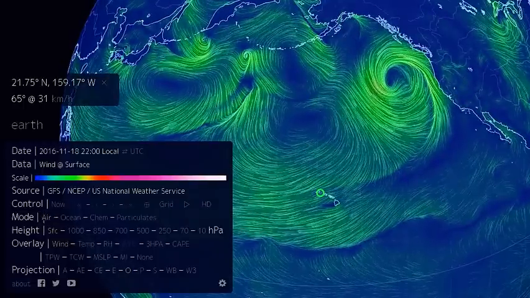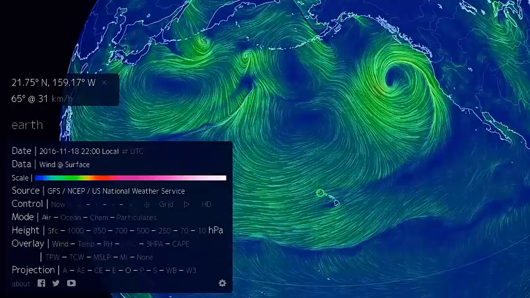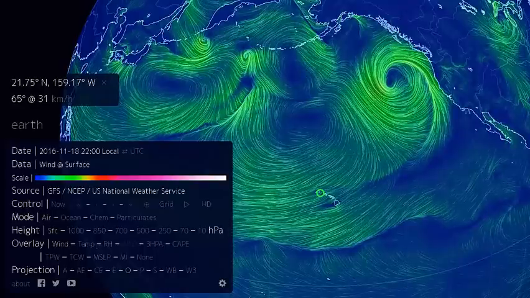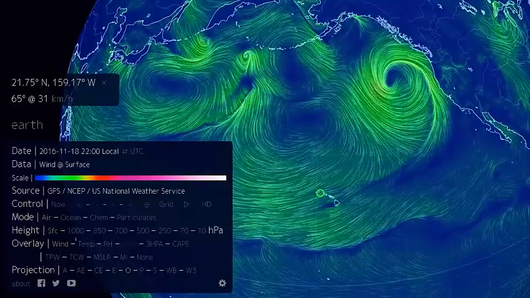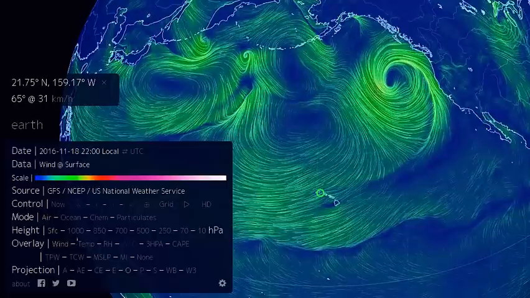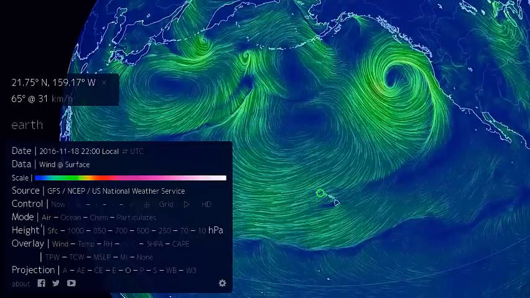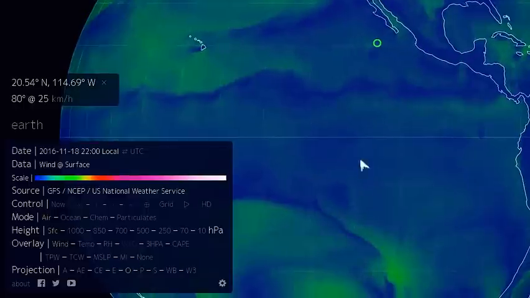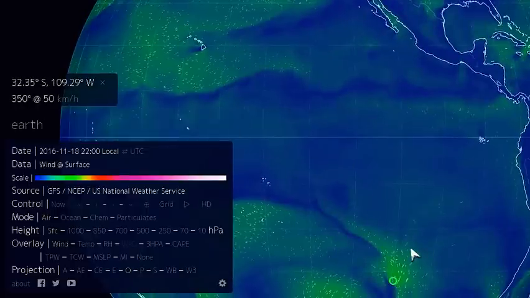So I want to spend some time looking over here at the different modes. In particular, for this video, I'm going to focus on the air and some of the height features, looking at wind and temperature and trying to explain what's happening with those. So if we look here, we have the air, and right now we're looking at wind patterns. We can swing around and look at various wind patterns.